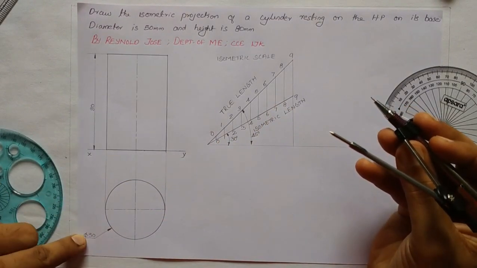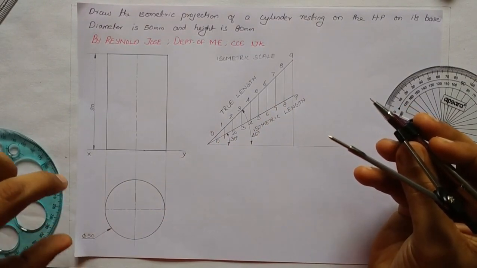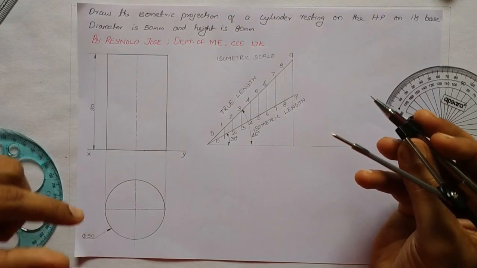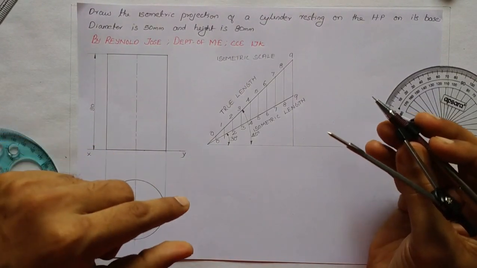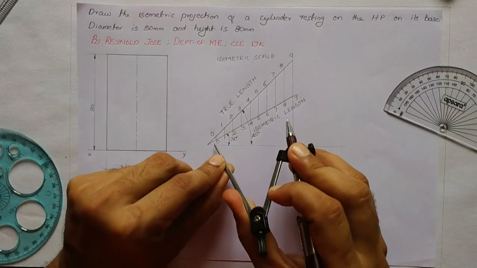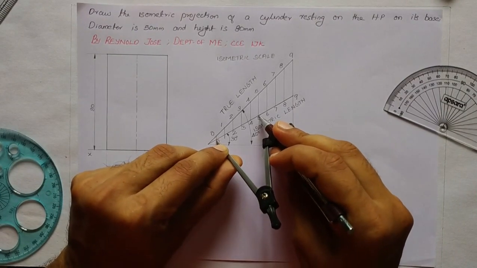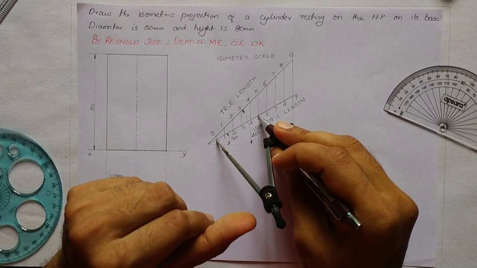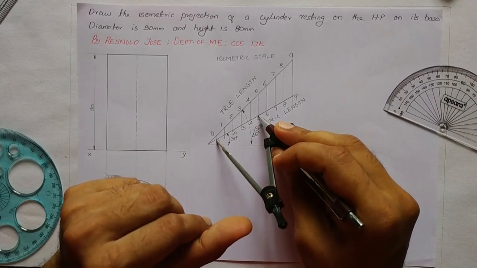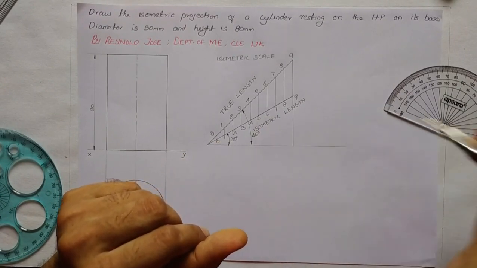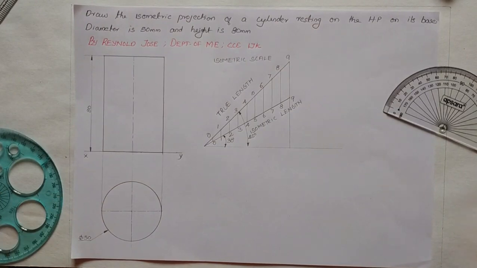Suppose you require the isometric length corresponding to a true length of 50 mm. What is the isometric length? In order to know that, we can place the compass like this from 0 to 5. So this 0 to 5 will be 50 into 0.82, which is approximately equal to 41. That is how we draw an isometric scale.